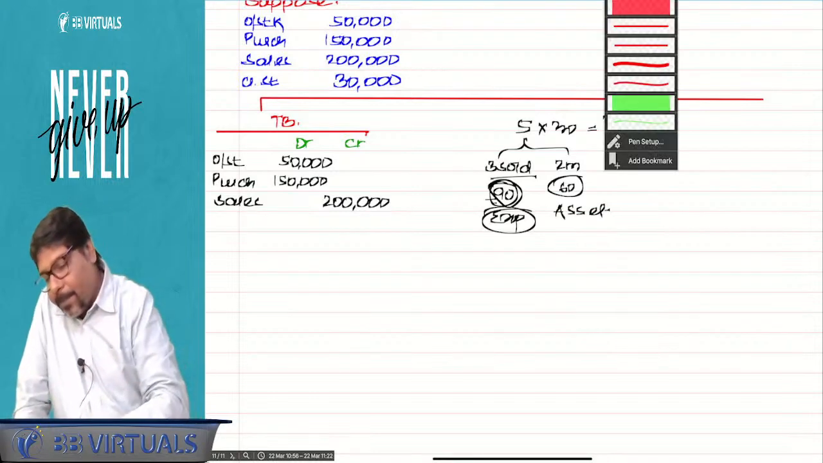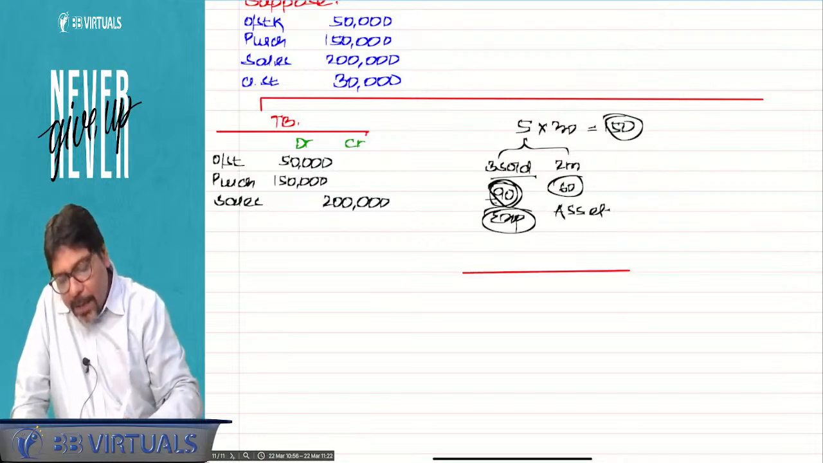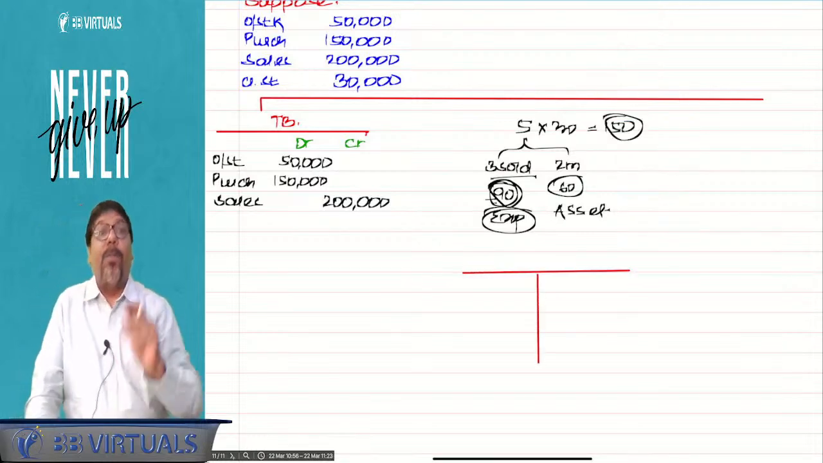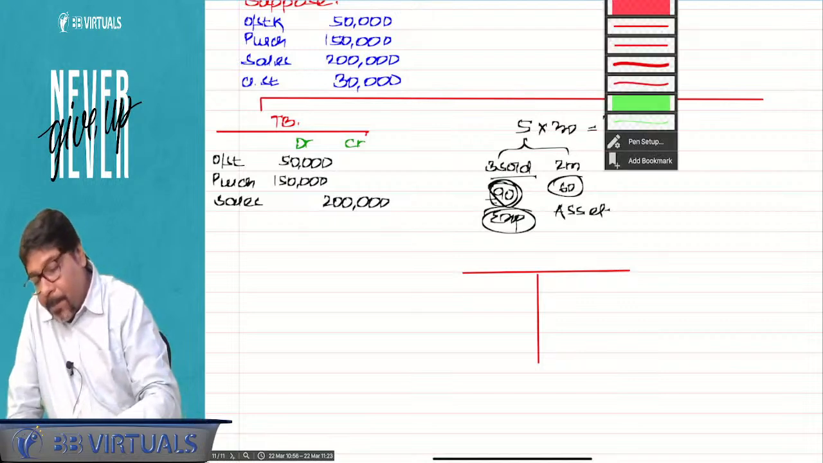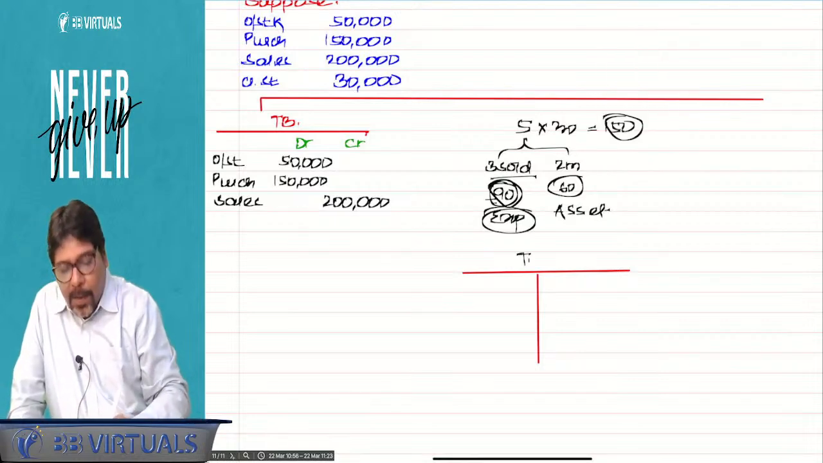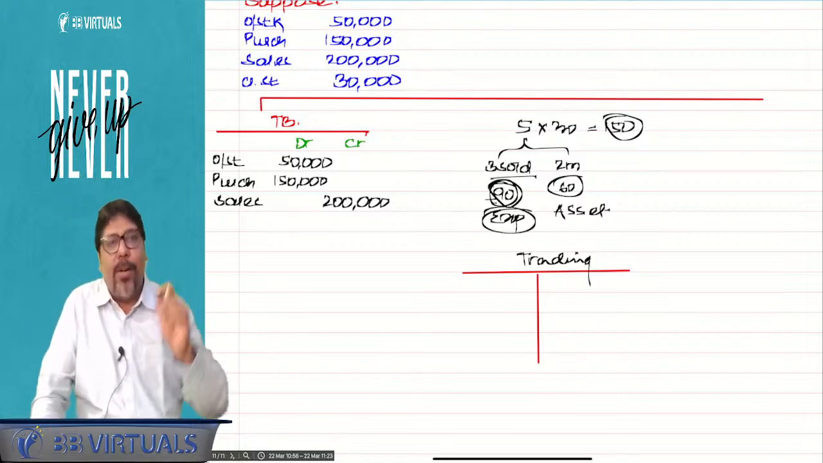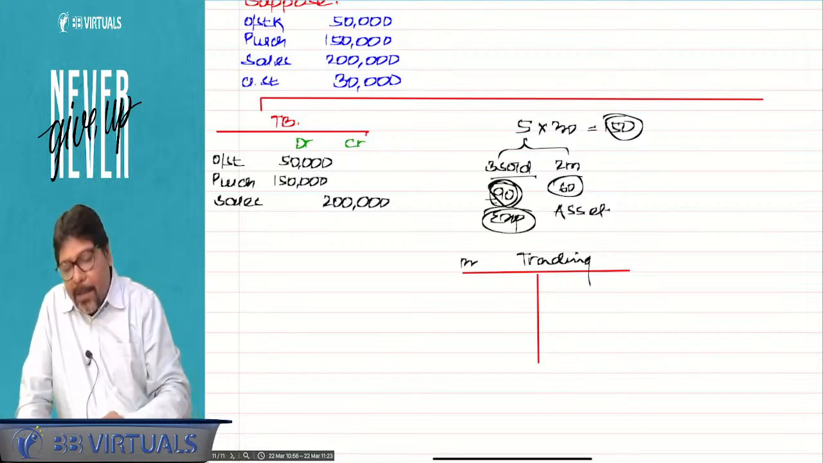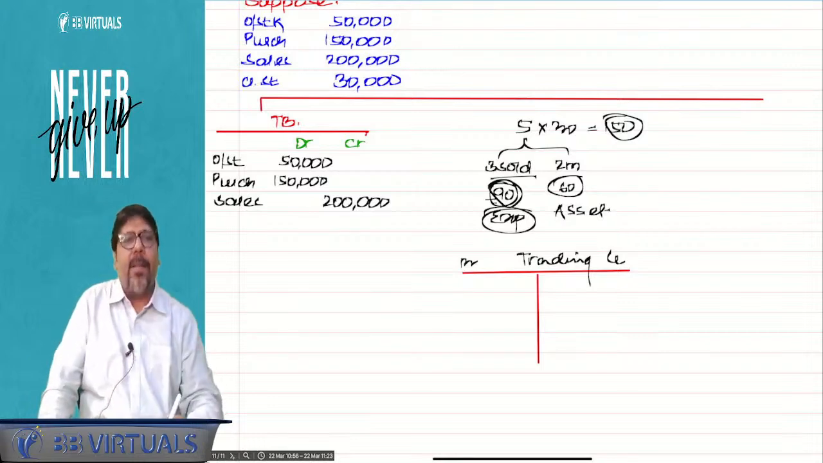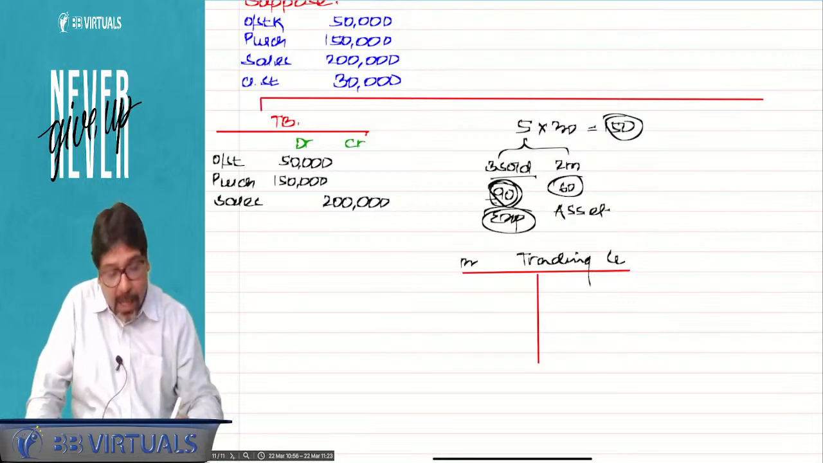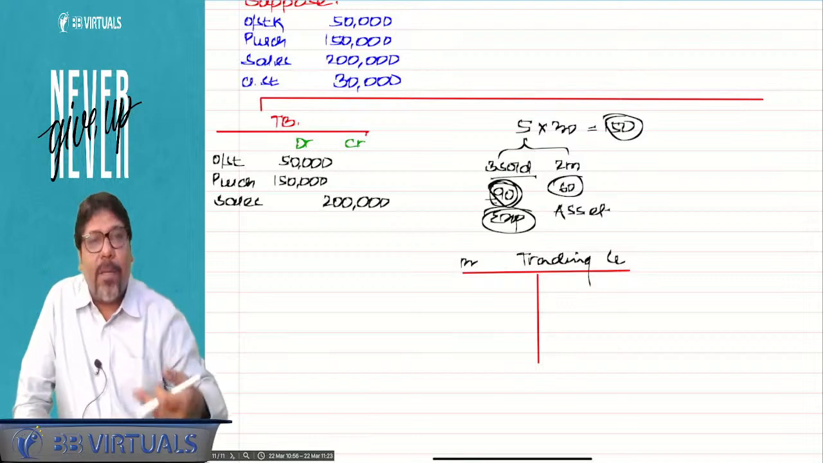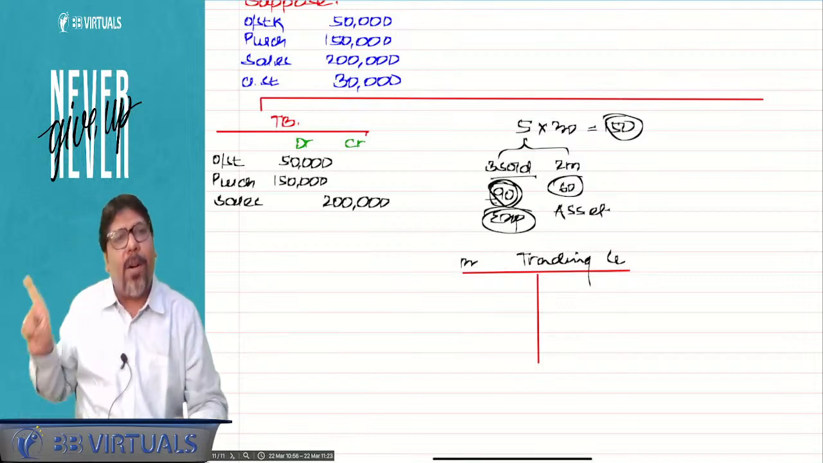Matching. Are you ready? Yes. This, chartered, is my trading account. What is it? Trading account. Sure, sir. In the trading account, your madam had told you in your childhood: on the debit side expense will come, on the credit side income will come. Debit side, what will come? Expense. Credit side, what will come? Income.